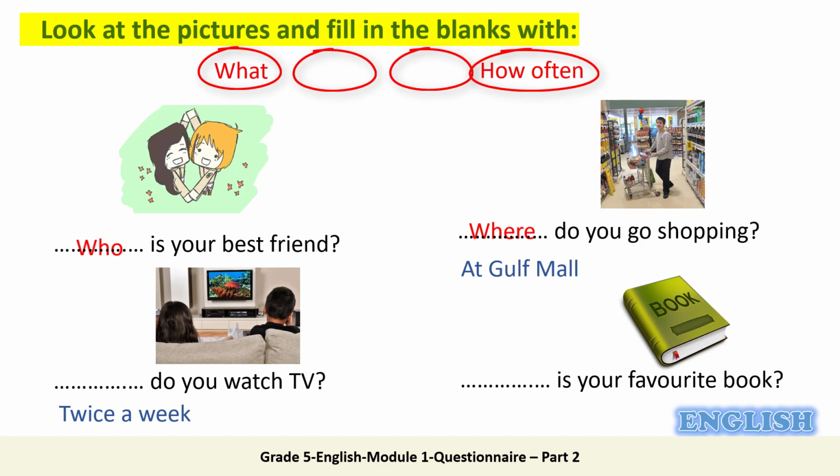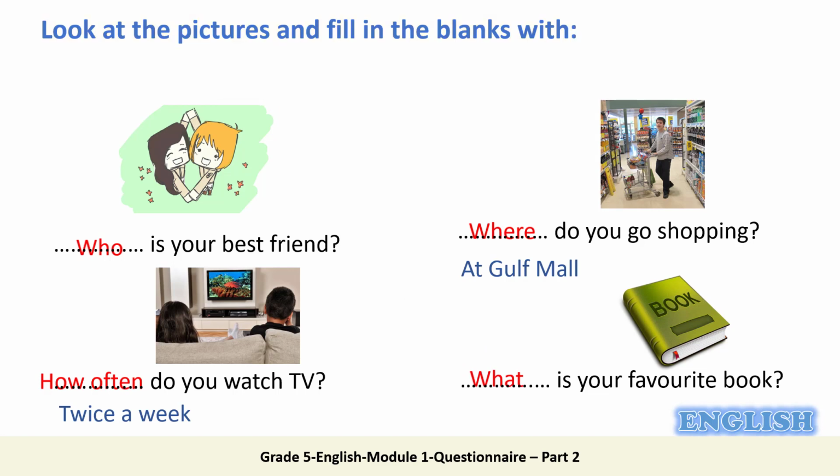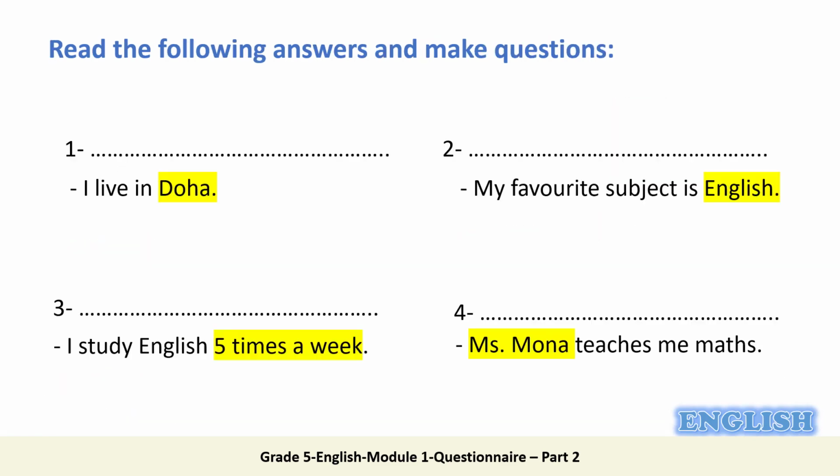Blank, do you watch TV? And the answer is twice a week. It's easy and clear. It asks about the number of times. So we use how often. Blank is your favorite book. He asks here about a book, which is a thing. So we use correct, what. Good job, my friends. Now we're done with the question words and how to use what, how to use where, who, and how often. Let's move on to another activity.